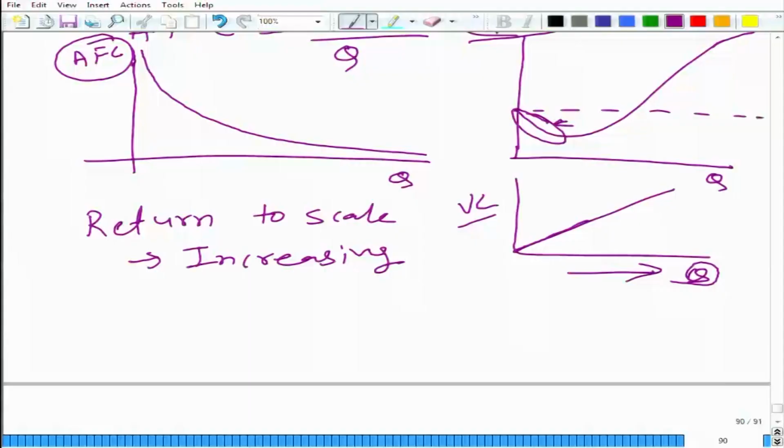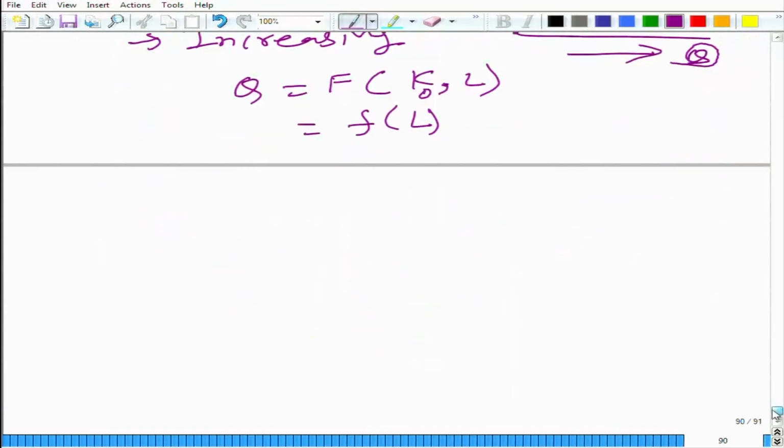But you can very well say, how can you talk about increasing return to scale when you are not varying the capital? So what I mean to say is that rather than taking q is equal to f of k naught comma L as the production function, we take q is equal to f of L as the production function. You understand? Fine.